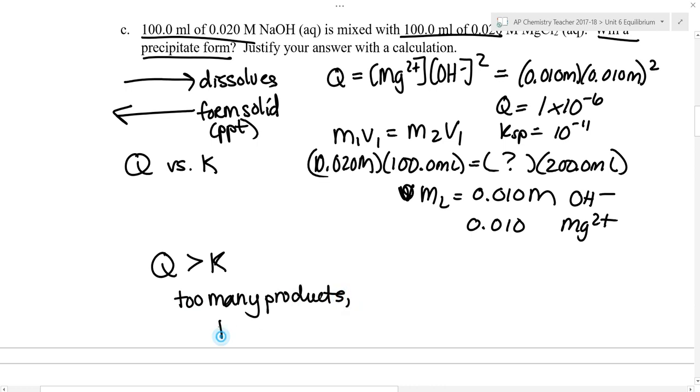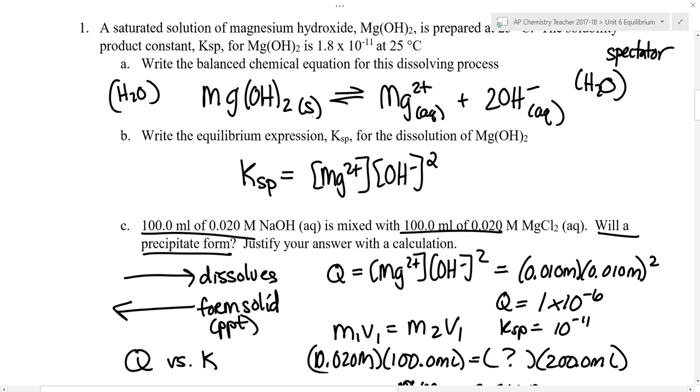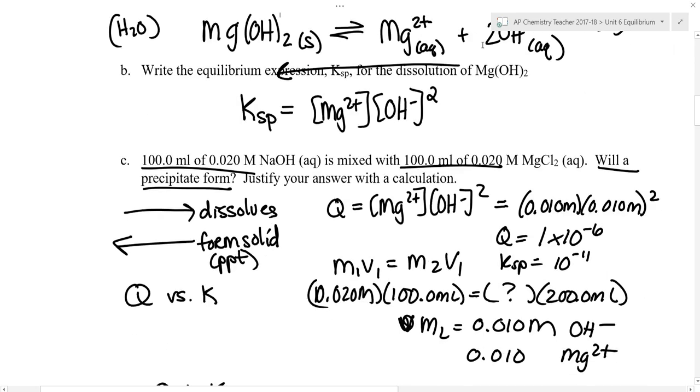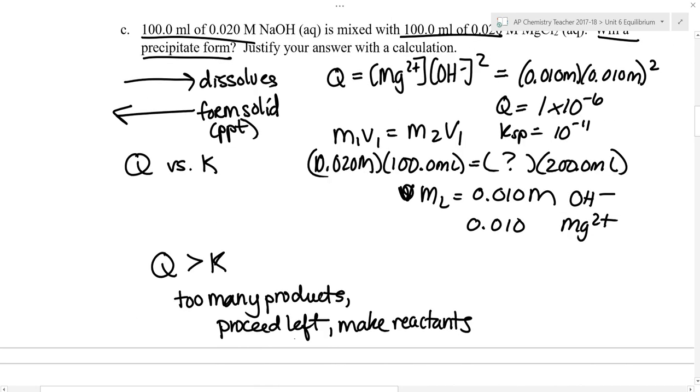So that means my reaction is going to proceed to the left. It's going to use up products and make reactants. In this reaction, my reactants are the solid. So in the case of a KSP problem, if the reaction proceeds to the left, that means you're forming a precipitate. If it proceeds to the right, it means you're dissolving. So if my reaction proceeds to the left, I'm making reactants, which is my precipitate. So the answer is yes, it will precipitate.